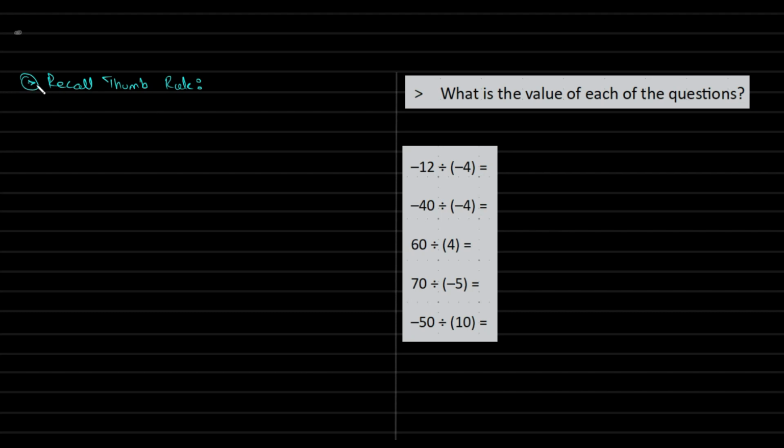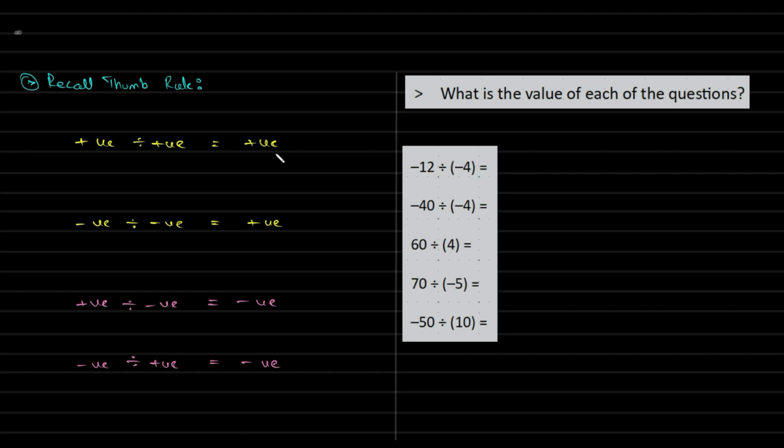Let's recall the thumb rule. When we have a positive divided by a positive number, it will fetch me a positive answer, right? Negative divided by a negative also fetches me a positive answer. Then positive divided by negative will fetch me a negative answer. Negative divided by positive will fetch me a negative answer.